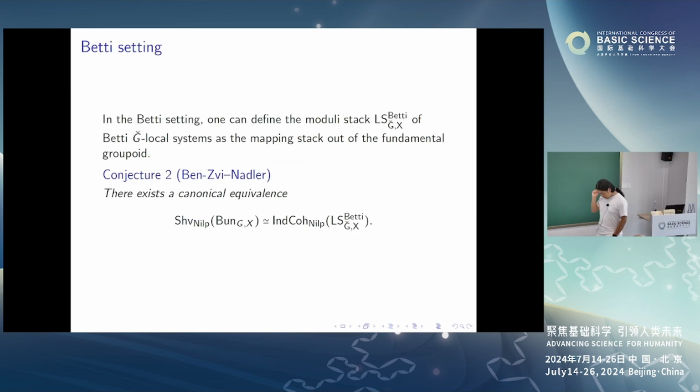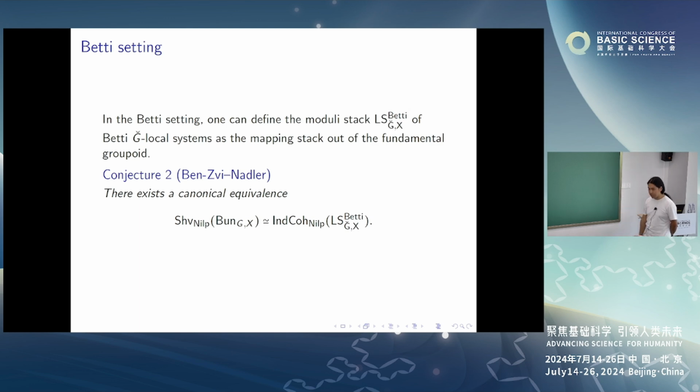Okay, so now let me turn to the Betti setting. This de Rham setting was proposed by Drinfeld like 30 years ago. This Betti setting is much younger, about 2015, by Ben-Zvi and Nadler. In the Betti setting, you can also define the moduli stack of Betti local systems, which are just representations of the fundamental group, or more precisely, the fundamental groupoid. So this is a moduli stack, recognized as a mapping stack.